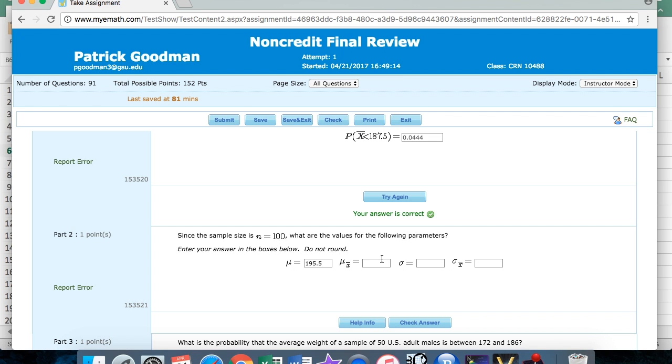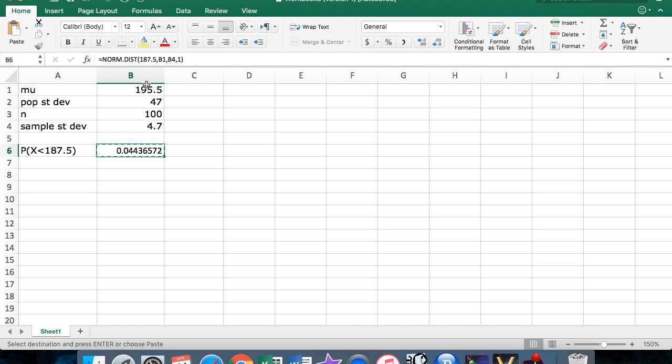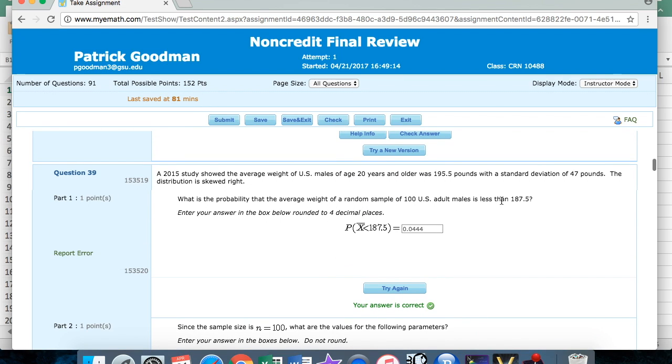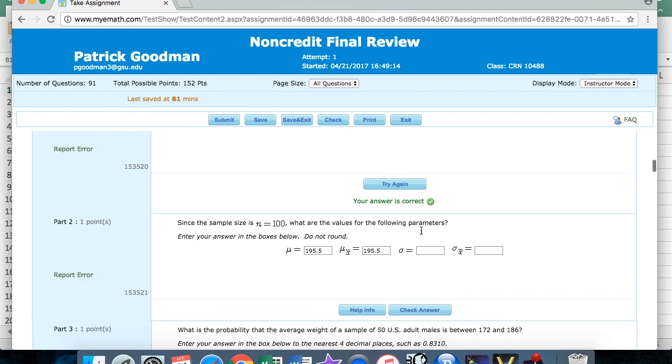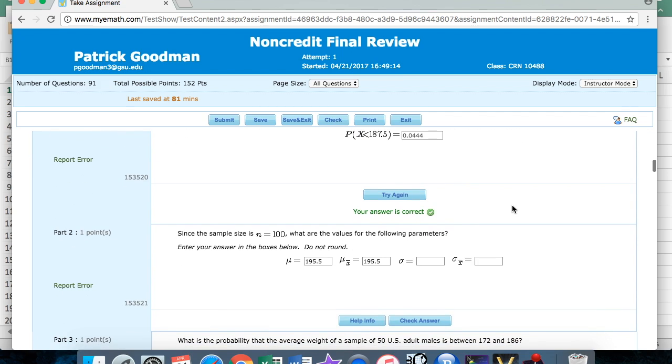Remember, your best point estimate is just what you have. The only thing we're given is my population mean, right? We're not given my sample mean. So then it's just going to be the same thing, 195.5. It's the only thing we're given. Then it asks for my population standard deviation, which is 47.